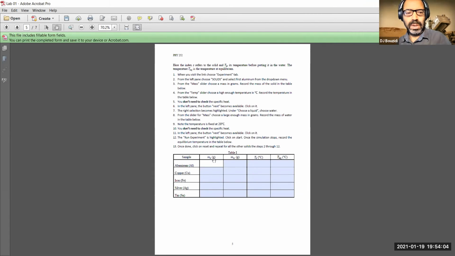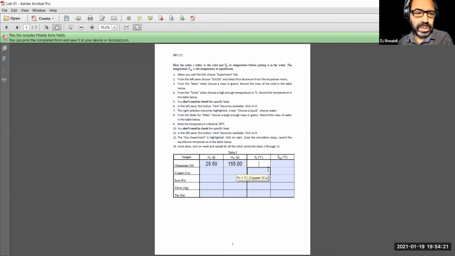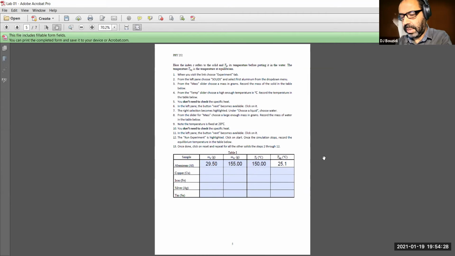So if I'm doing this lab, I'm going to put the numbers. Don't repeat my numbers. Do your own numbers, okay? So this is the mass of the aluminum. The mass of the water was 155 grams. The temperature of the solid was 150 degrees. And the temperature where it came to equilibrium was 25.13 degrees, okay? So basically I have the entire row.